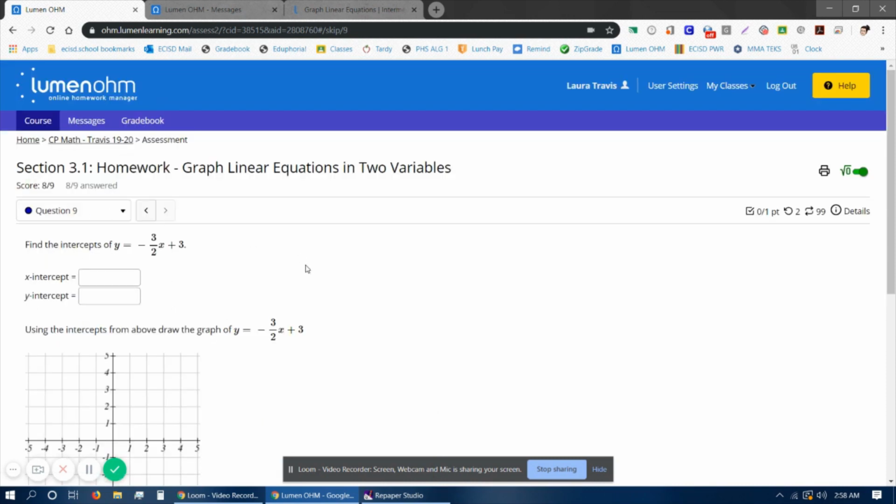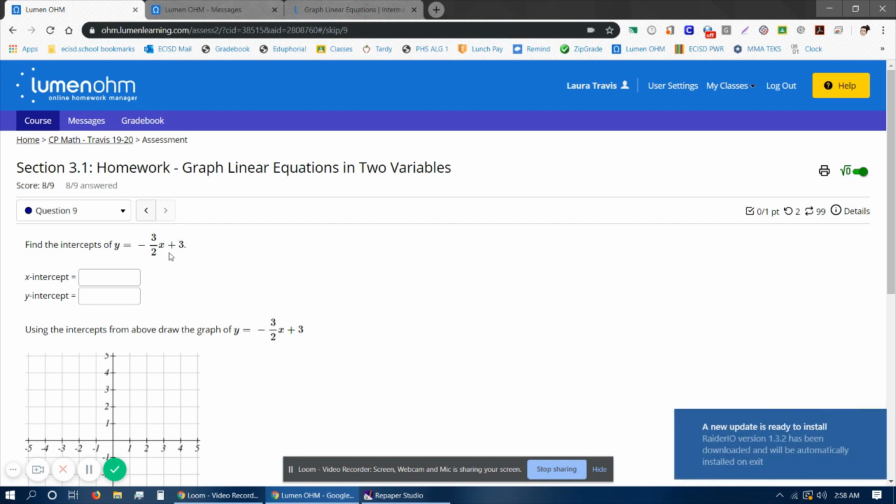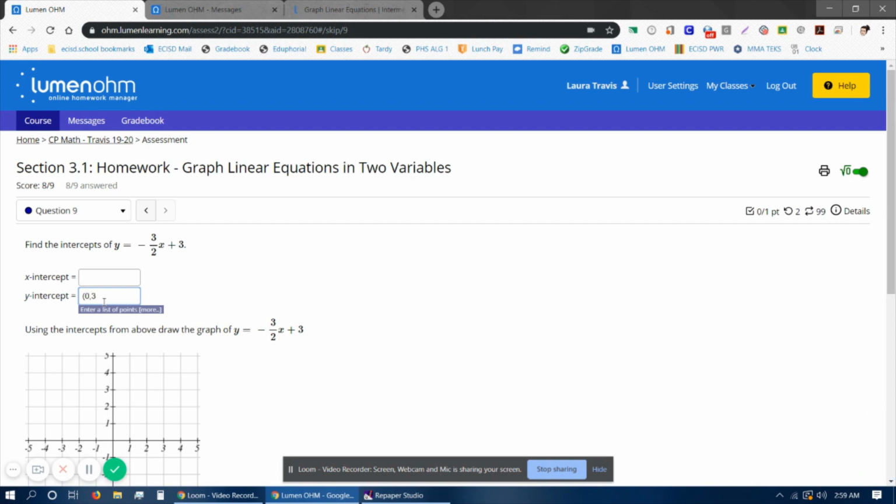Our last question is similar to question 8. However, this one has a much easier way to work it, because the equation is in the form of y equals mx plus b, which is also known as slope-intercept form. In slope-intercept form, the number in front of x is your slope, and the number by itself is your y-intercept. So since the number by itself right here is 3, that means that my y-intercept is at 0, 3.